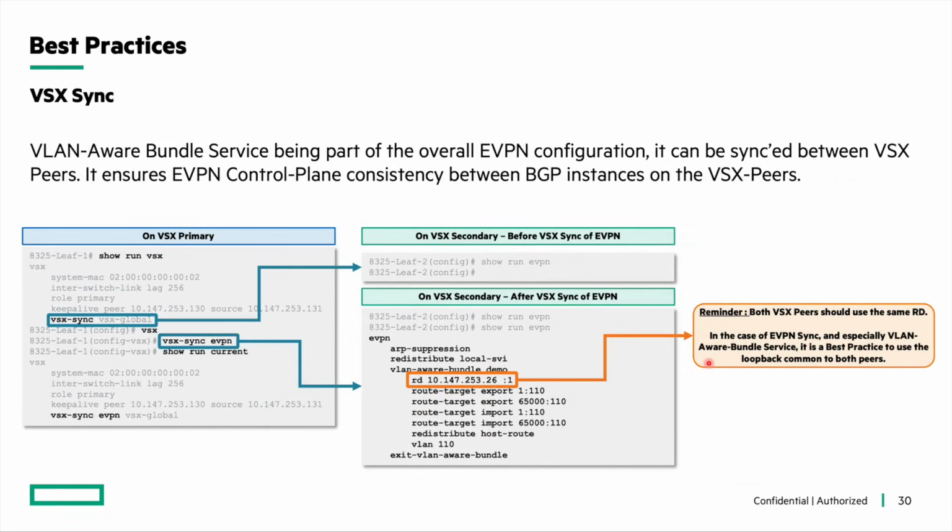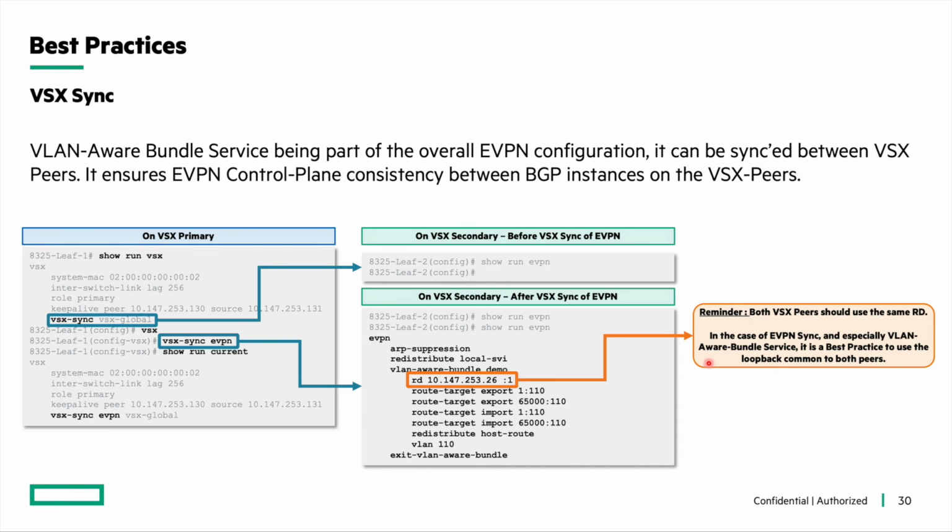And finally, regarding VSX synchronization now. So VLAN-aware bundle, being part of the global EVPN configuration, can be synchronized between VSX peers. Using this capability will ensure that the EVPN control plane is consistent across the cluster. But keep in mind as well that both VSX peers have to use the same route distinguisher.